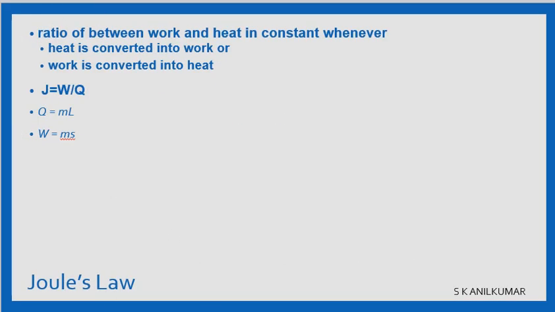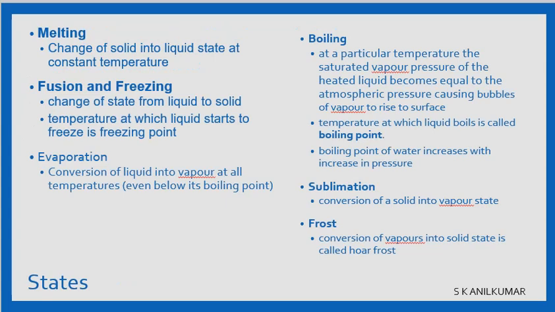Now, what is Joule's law? Joule's law is the ratio of the work and heat. Heat is converted into work, or work is converted into heat. Either way, the ratio is constant. Whether work is converted to heat or heat is converted to work, the ratio is constant. That is Joule's law.